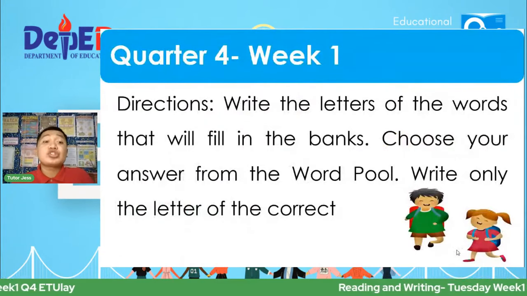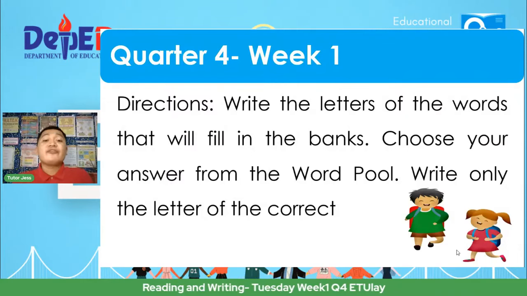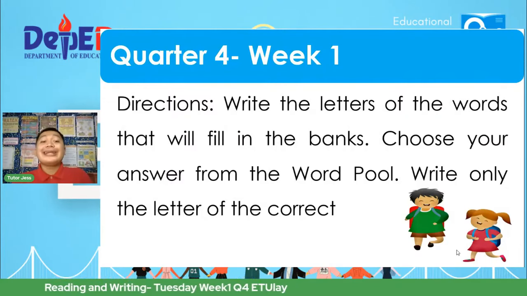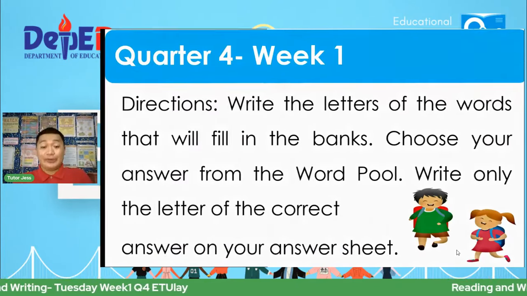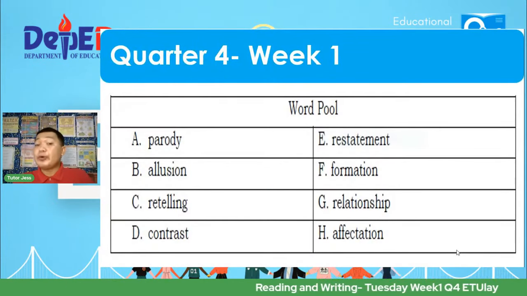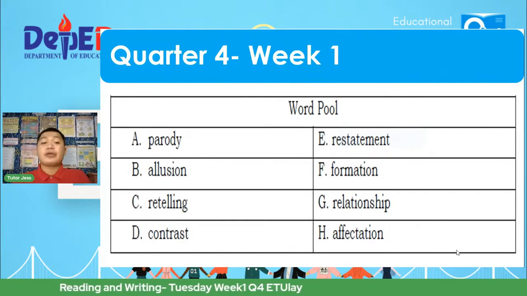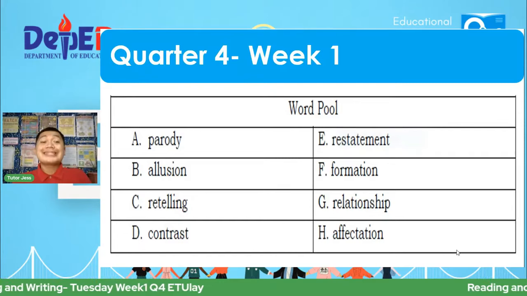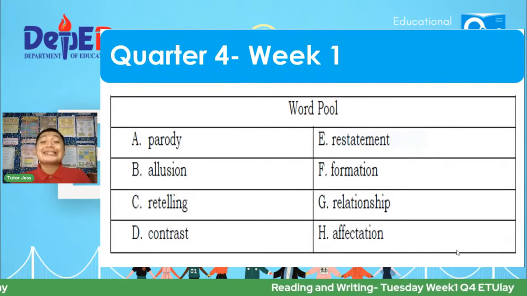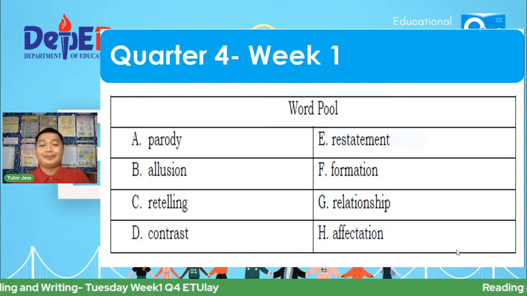Write the letters, the words that will fill in the blanks. Choose your answer from the word pool. Write only the letter or capital letter of the correct answer. Let's try to see. This is the word pool. A, parody. Andyan yan yung sa inyo module. Parody. B, allusion. C, retelling. D, contrast. E, restatement. F, formation. G, relationship. H, affectation.